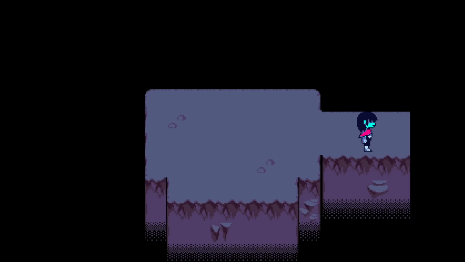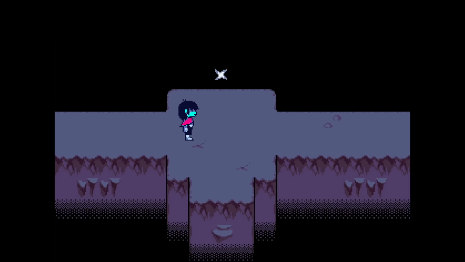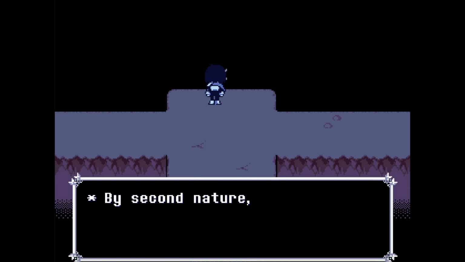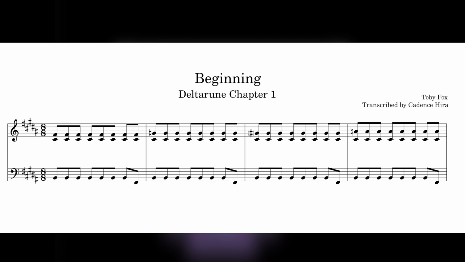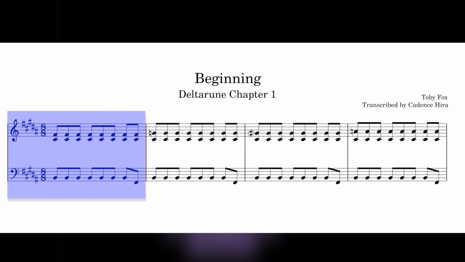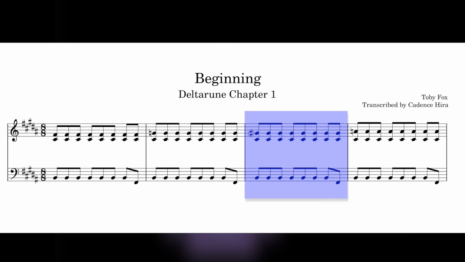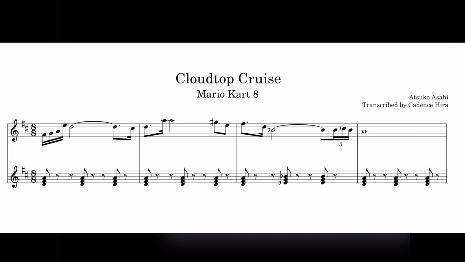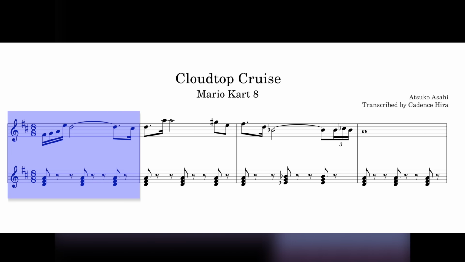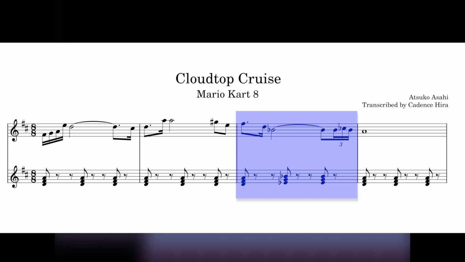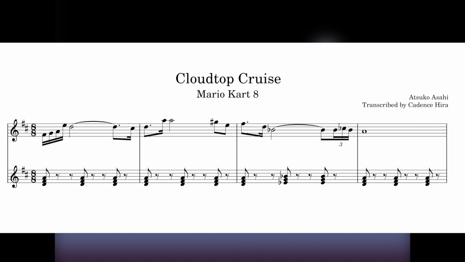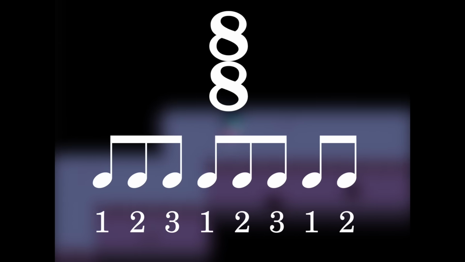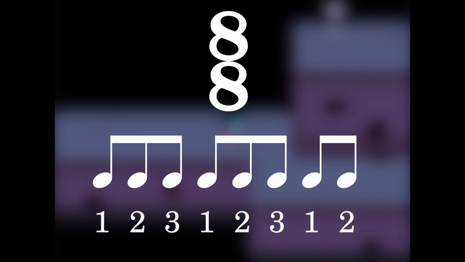So as many of you have suggested, 8-8 or other grooves in 8 can be felt as the common driving rhythm of 3+3+2. There are many examples of this, such as the beginning from Deltarune, or Cloudtop Cruise from Mario Kart 8. 8-8 is allegedly different from 4-4 in that the division is strongly asymmetrical, being built on that 3+3+2.